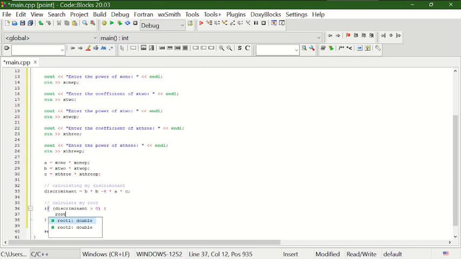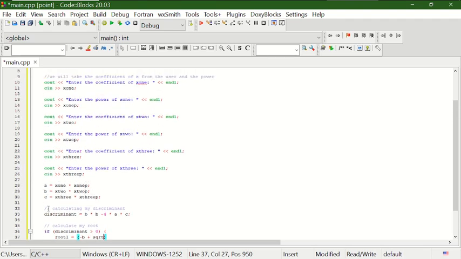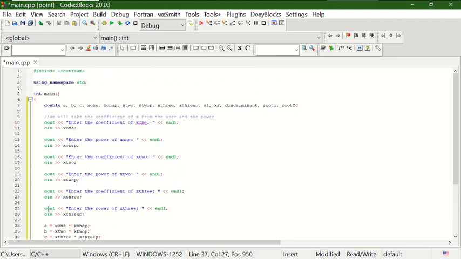Root 1, that is root 1 double, should be equal to, in bracket, minus b plus the square root. Okay, we did not declare. Let's be very careful. Let's declare the math function.